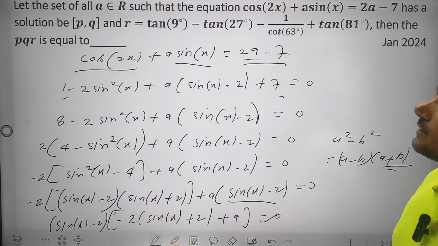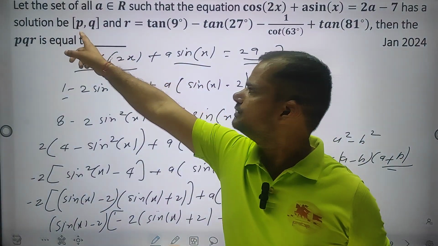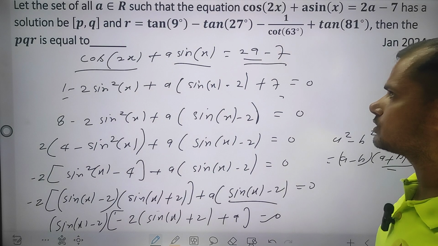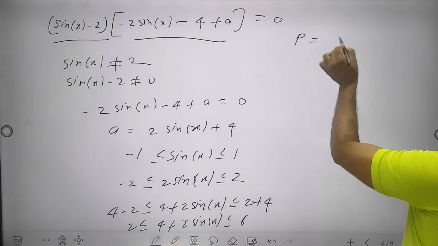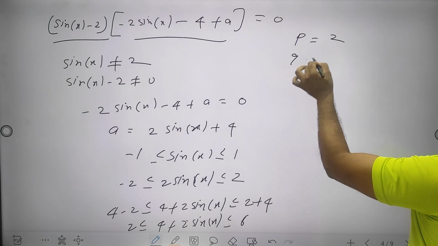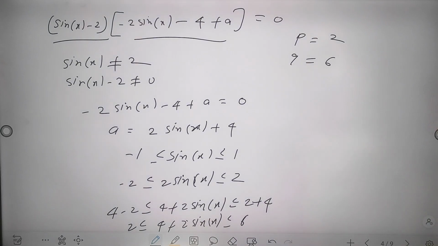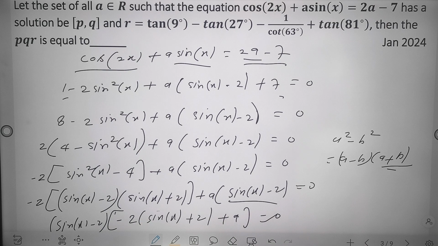Then we have asked the solution of this in the closed interval p comma q. Here the value of p equals 2 and q equals 6. Now r equals tan 9 degree minus tan 27 degree minus 1 upon cot 63 degree plus tan 81 degree.